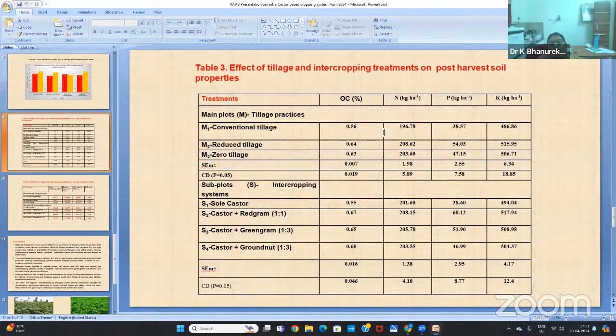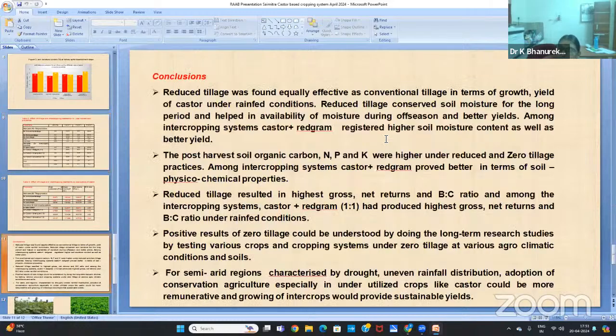So based on that, reduced tillage was equally effective and it was effective in soil moisture conservation as well as the buildup of NPK and organic carbon in the soil. And the gross returns as well as the BC ratio were also on par with the reduced tillage as compared to that of the conventional tillage.